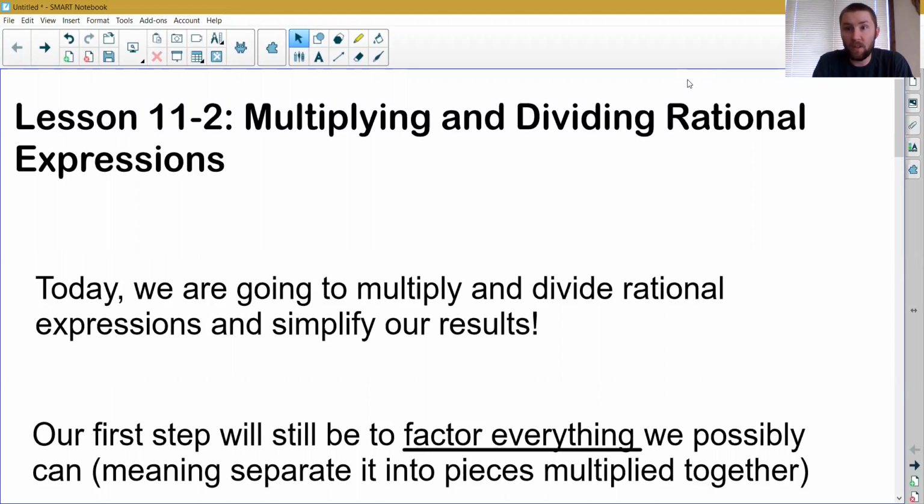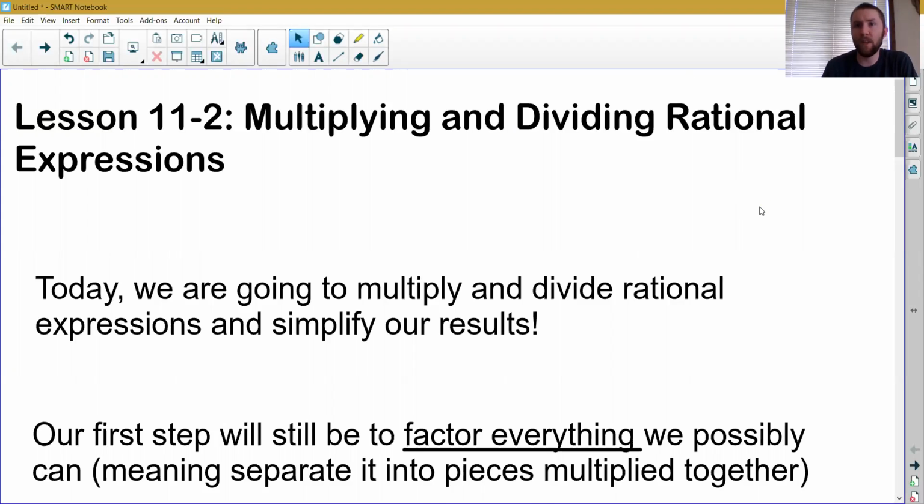Today we're going to continue our discussion on multiplying and dividing rational expressions. So in our last video we talked about simplifying rational expressions. Remember, some polynomial or some group of terms over some other group of terms, right? Looking like algebra fractions, sort of. So today we're going to continue that discussion, and we're going to multiply and divide rational expressions, and then of course make sure our results are as simplified as they can be.